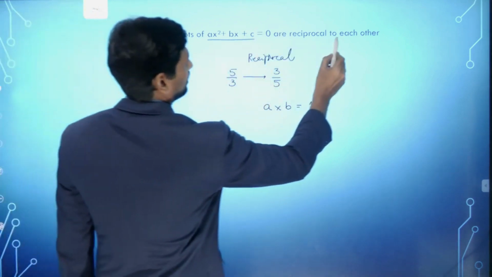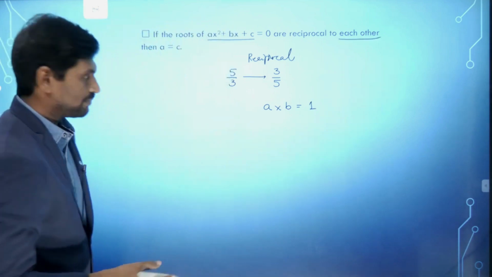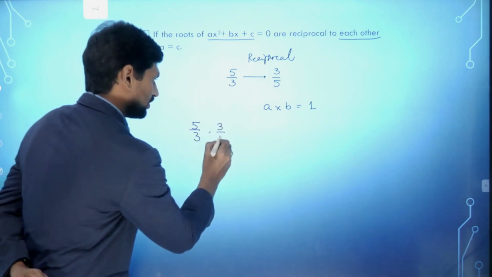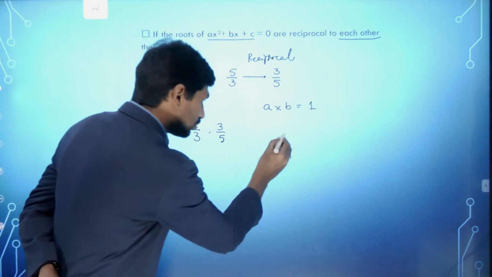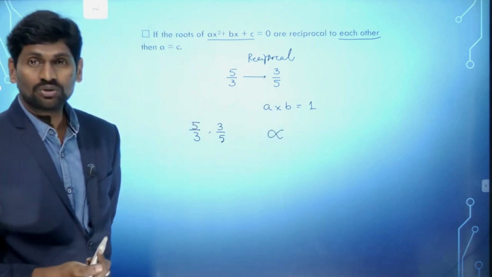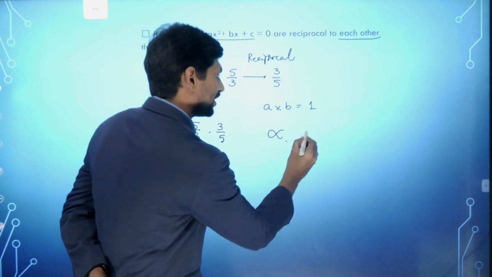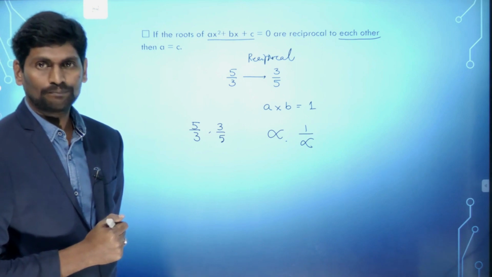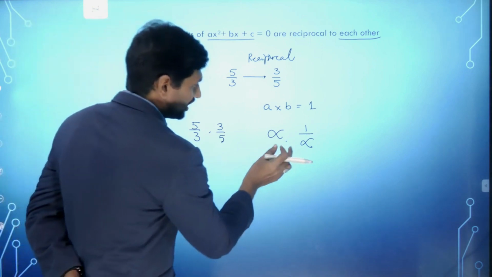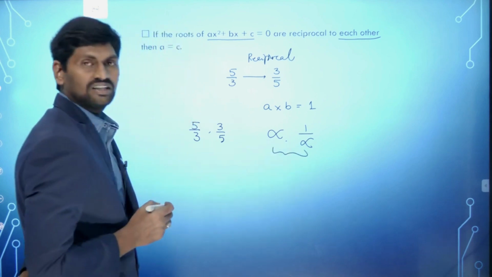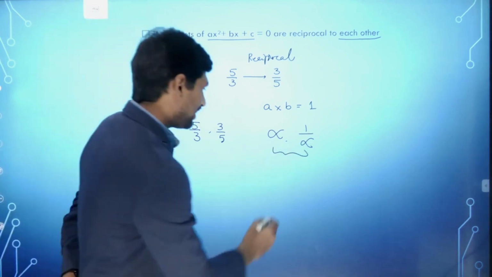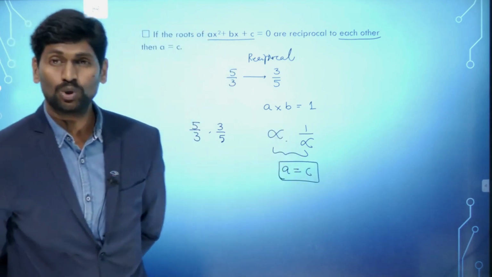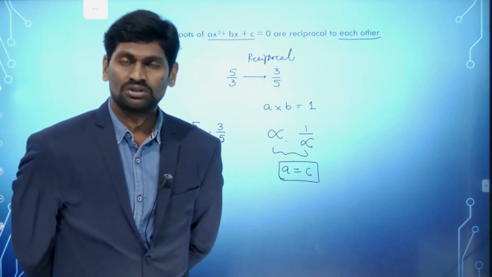Now, here it is given that the roots are reciprocal to each other. That means if one of the roots is 5 by 3, obviously the second root is 3 by 5. Now, if one of the roots is alpha, what is the second root? 1 by alpha. Alpha is nothing but alpha by 1, and its reciprocal is 1 by alpha. So, if a quadratic equation has roots like this, then a value is equal to c. That means the x square coefficient and the constant term will both be equal.